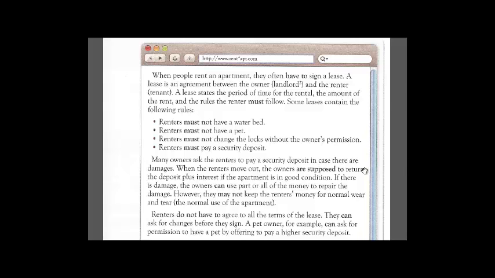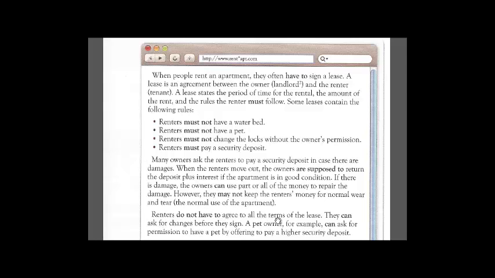But anyway, if there is damage, the owners can use part of or all the money to repair the damage. However, they may not keep the renters' money for normal wear and tear, which means the normal use of the apartment.